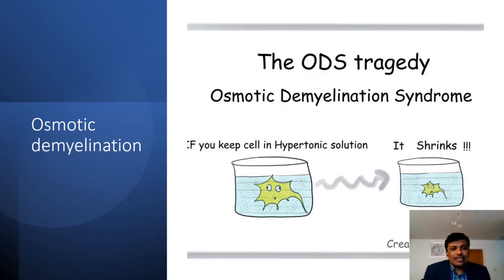As you can see in this diagram, if you keep a cell in a hypertonic saline solution, it just shrinks. It disrupts its cell membranes and gets damaged. That is what is happening in osmotic demyelination when you correct the sodium too rapidly.